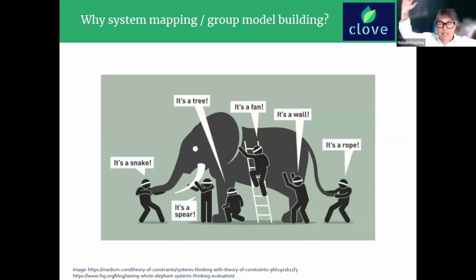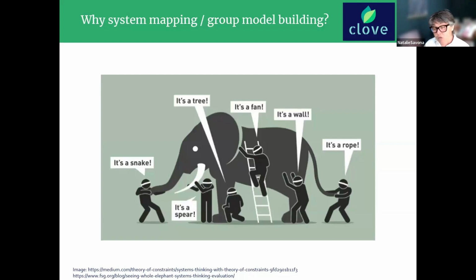We can't possibly take account of all the factors involved in a complex problem. Our brains just can't do that. It would overload us. And this is an example here of you blindfold a load of people and you show them this huge complex animal, and they're going to see things from a different perspective. Someone holds the tail, they think it's a rope. And similarly, when we look at a complex problem, we will have our own perspective on it.